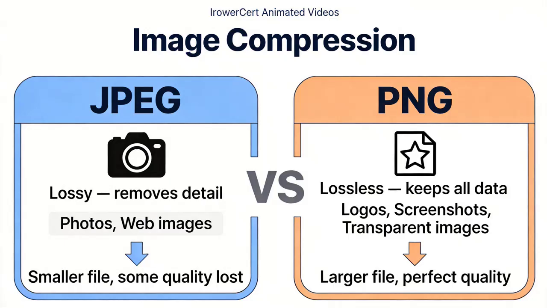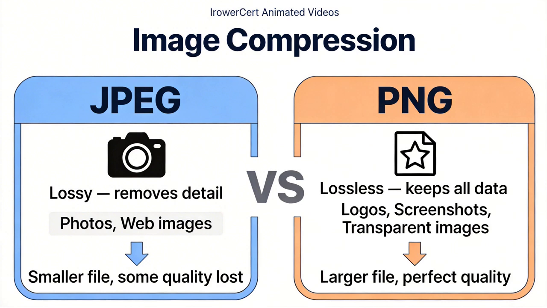There are 2 main types of image compression. JPEG is what we call lossy compression. It throws away some data to make the file much smaller. It's smart about it. It removes the tiny details your eyes would barely notice anyway. That's why JPEGs are great for photos, but if you zoom way in, you'll see blurry artifacts.